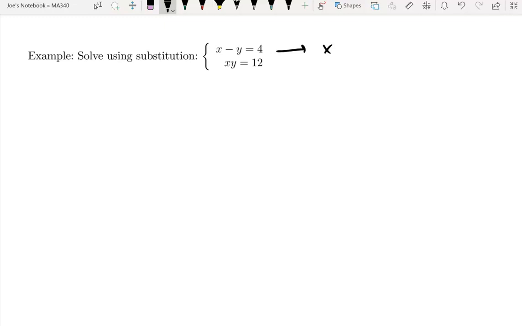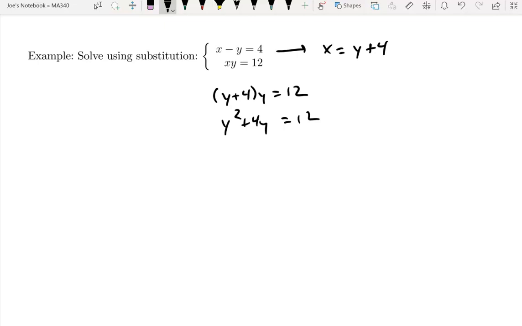This one's probably a little bit easier to solve for x than y because I can just add the y over to the other side. And then put in the y plus 4 for the y. So far, so good? And then just like we did before, we need to simplify this. So let's distribute. We get y squared plus 4y equals 12.